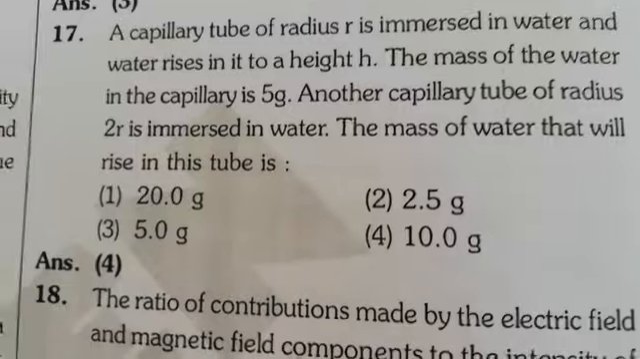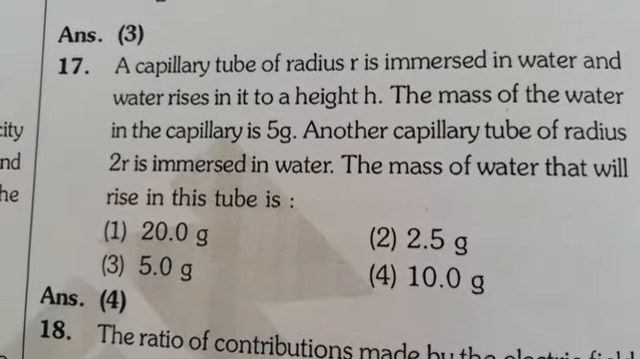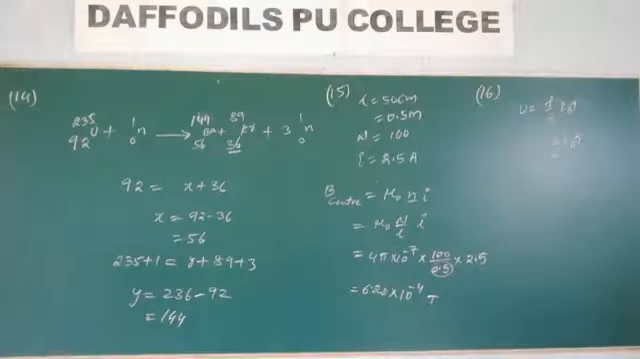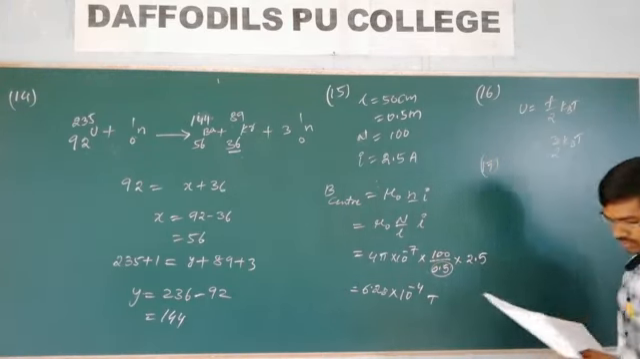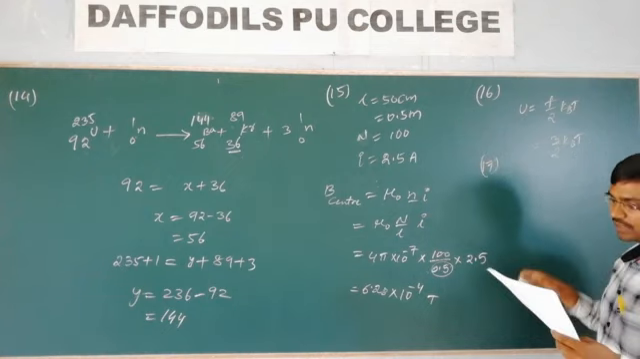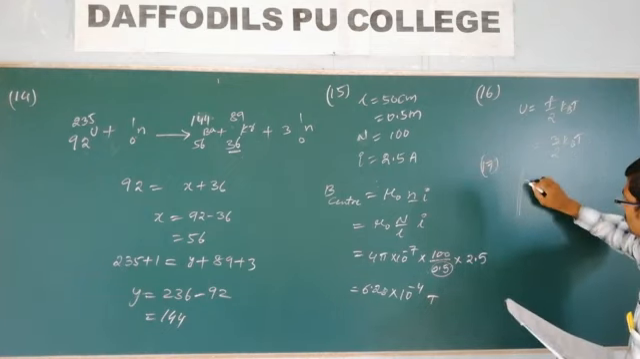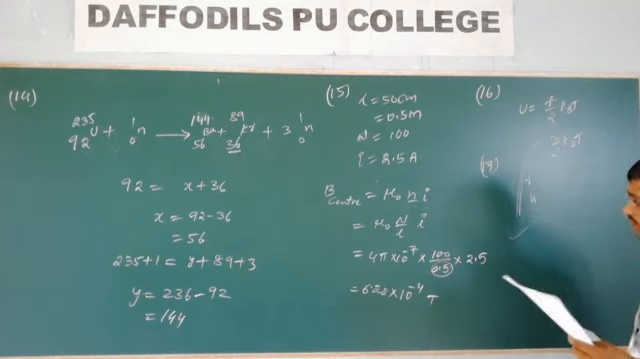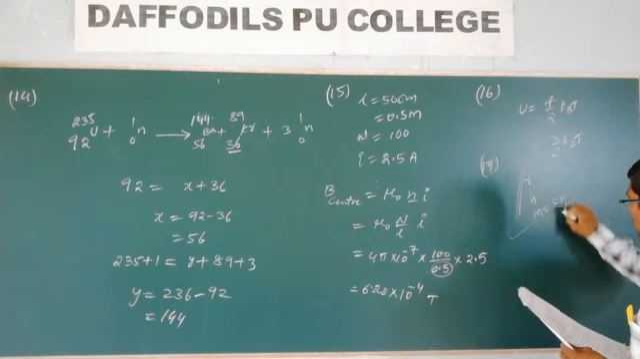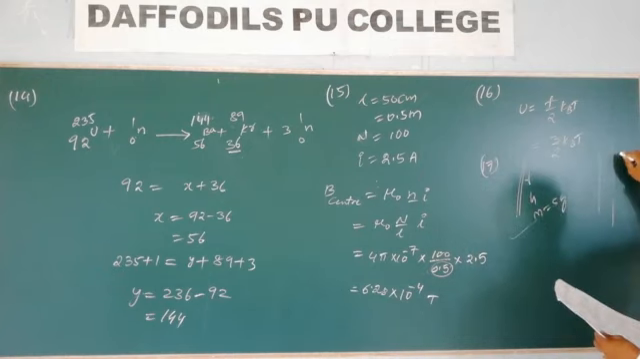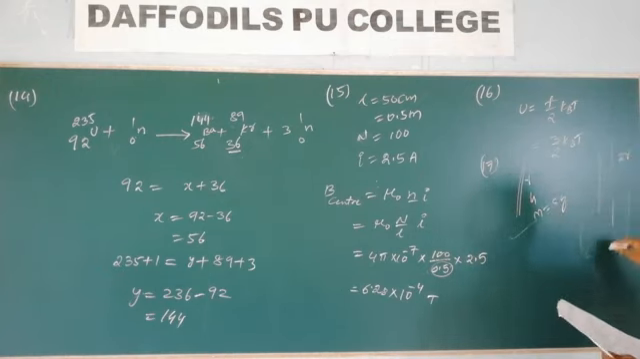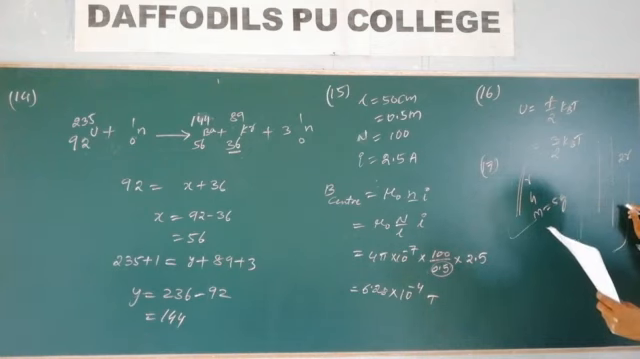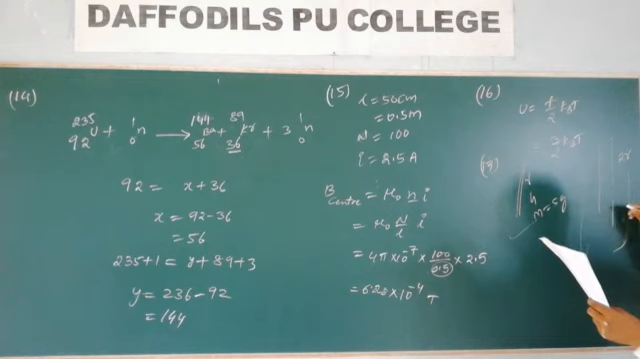A capillary tube of radius r is immersed in water and the water rises to a height h, and the mass of the water is 5 gram. Now another capillary tube of radius 2r is immersed in water. The mass of the water we need to find here. A capillary tube of radius small r is immersed in water and the water rises to a height h. In this case, the mass is what? 5.